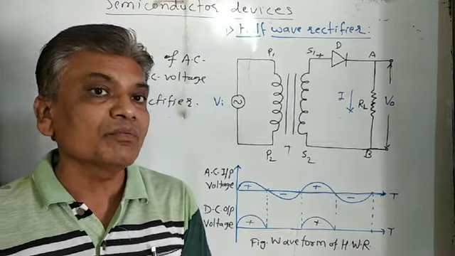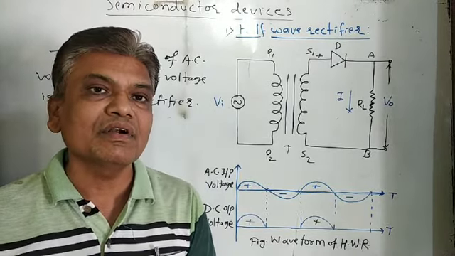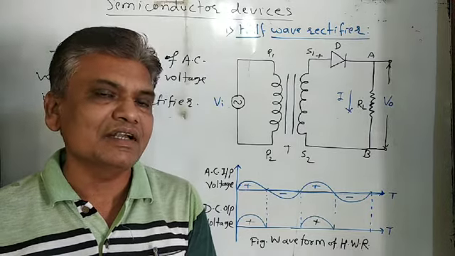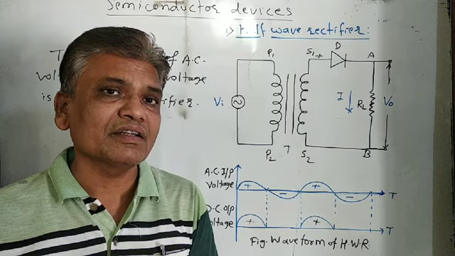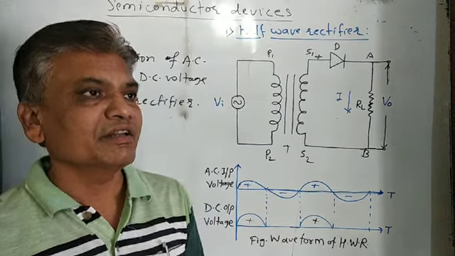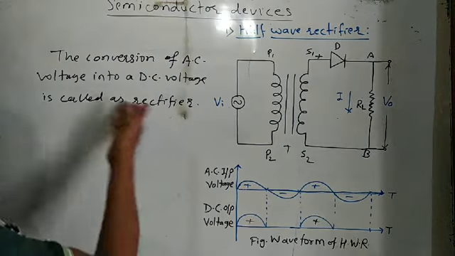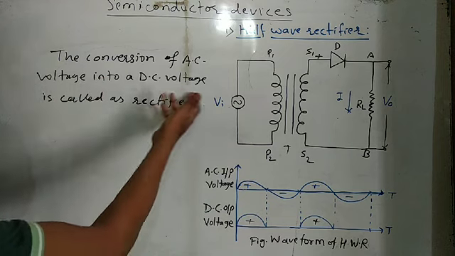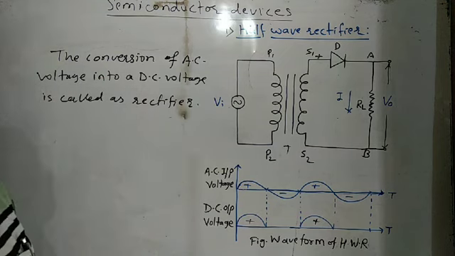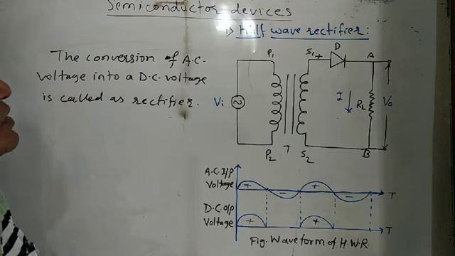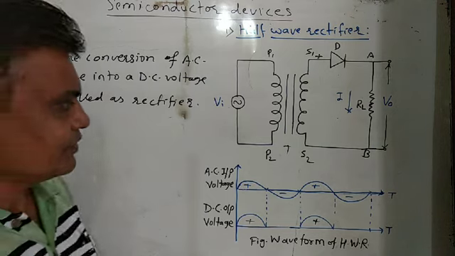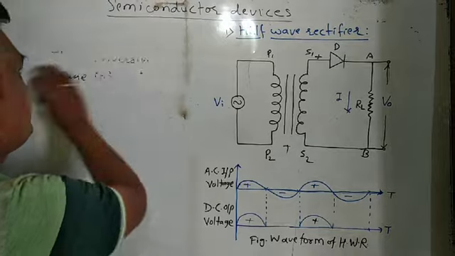A very important property of the diode is that it converts AC into DC. That is called rectification. The circuit is called a rectifier, and that is called rectification. So the conversion of AC voltage into DC voltage is called a rectifier. So this is complete about the half wave rectifier. Okay.